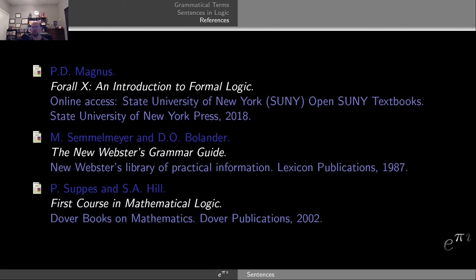So this is where we're going to end for today. Next time we're going to talk about how to take sentences and actually merge them together or relate them to one another. Here we have a list of all the references I used for making this presentation.